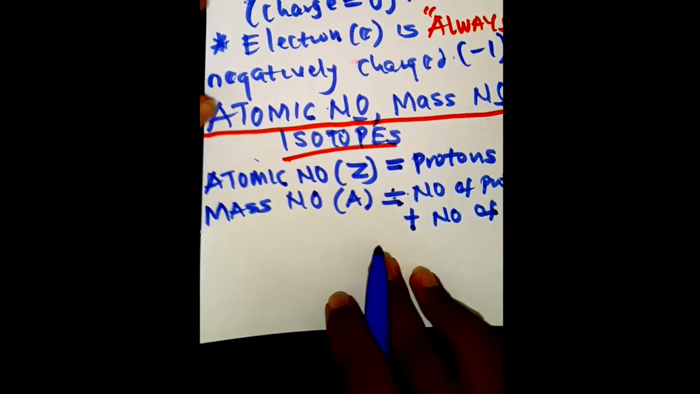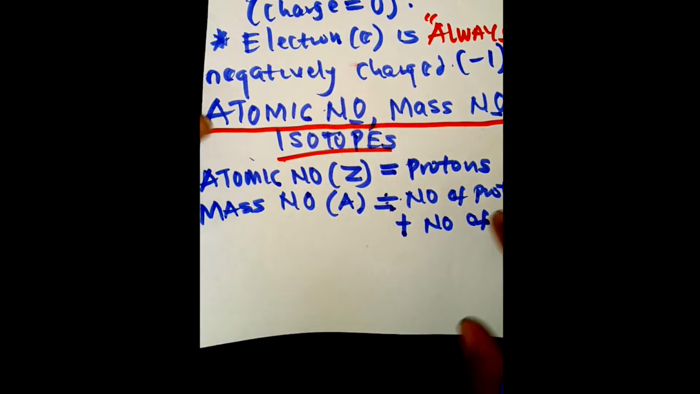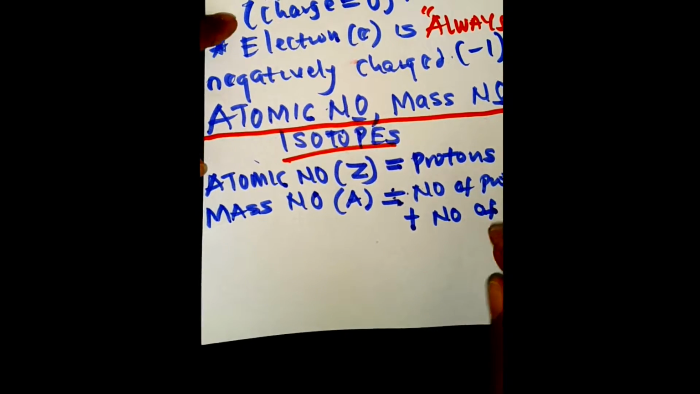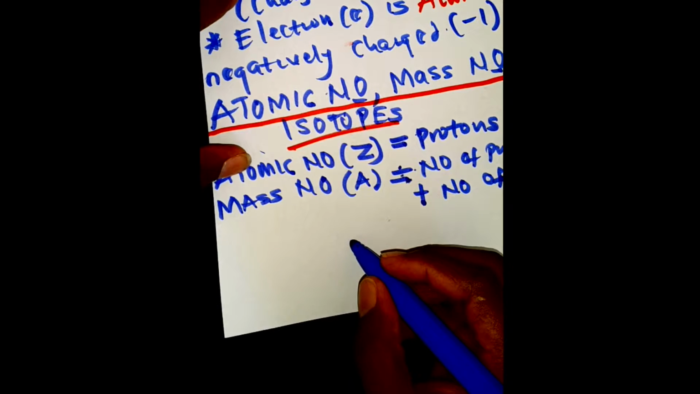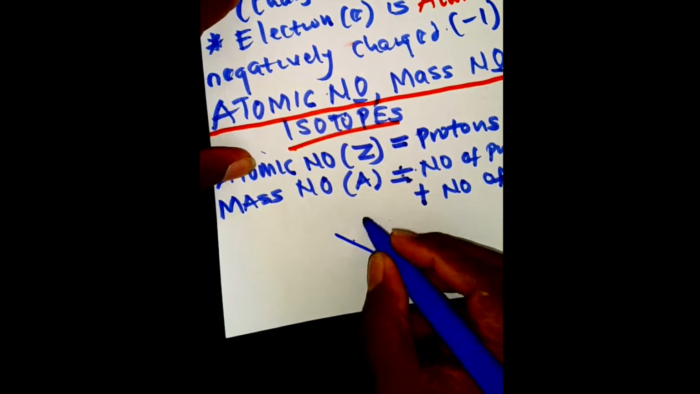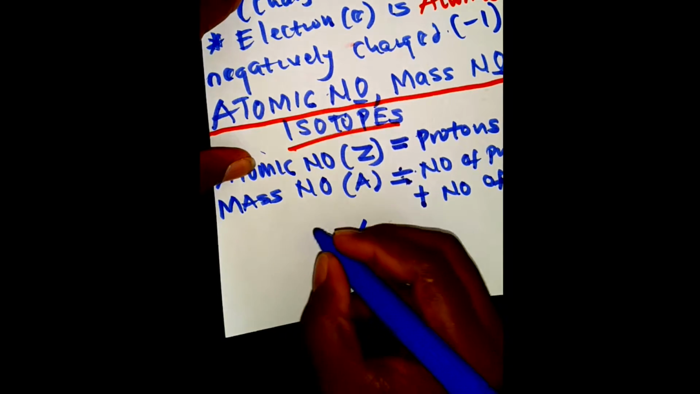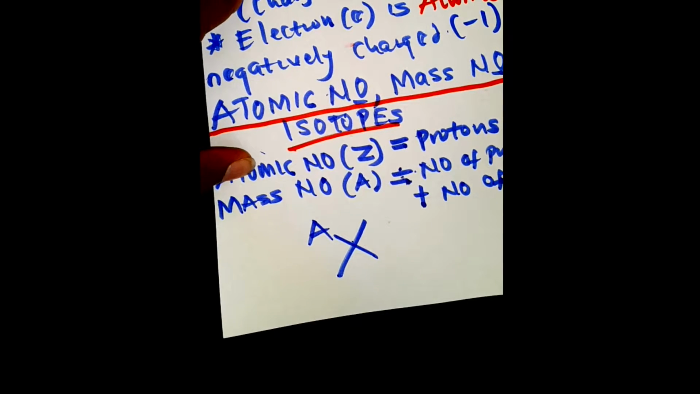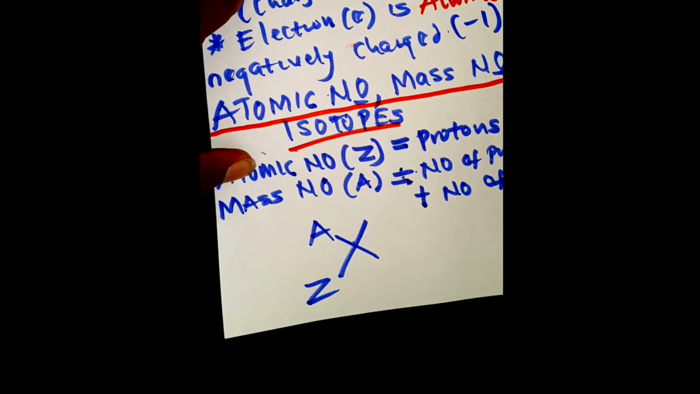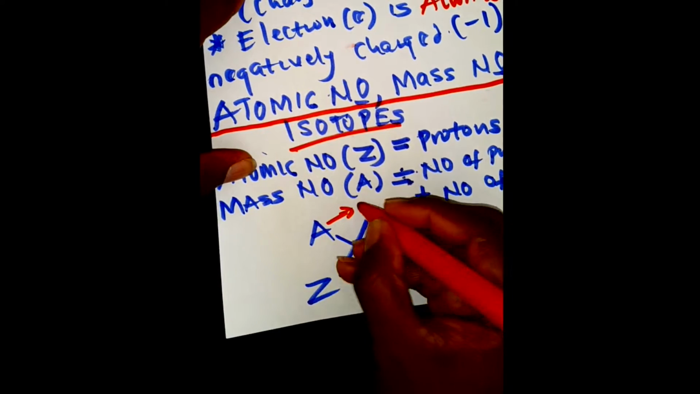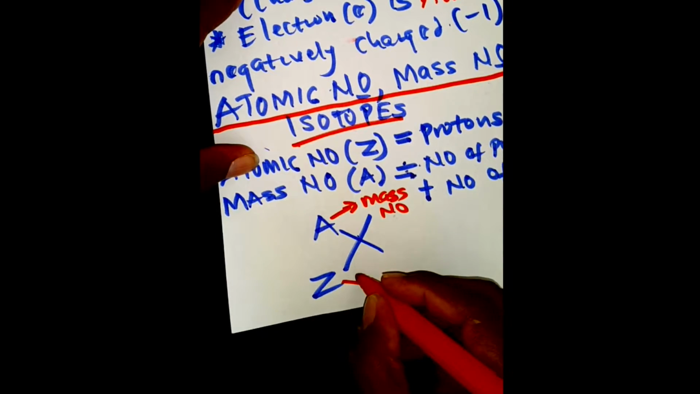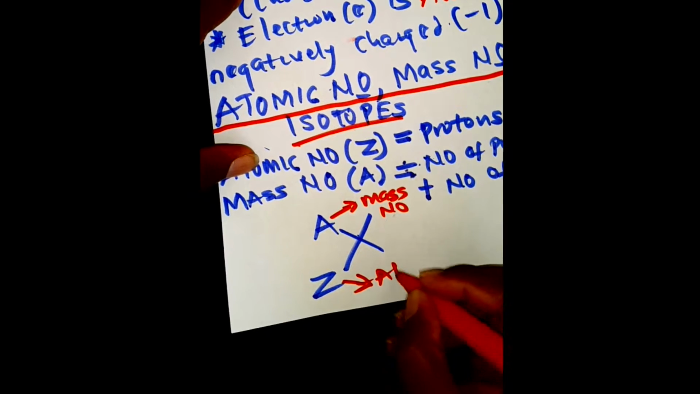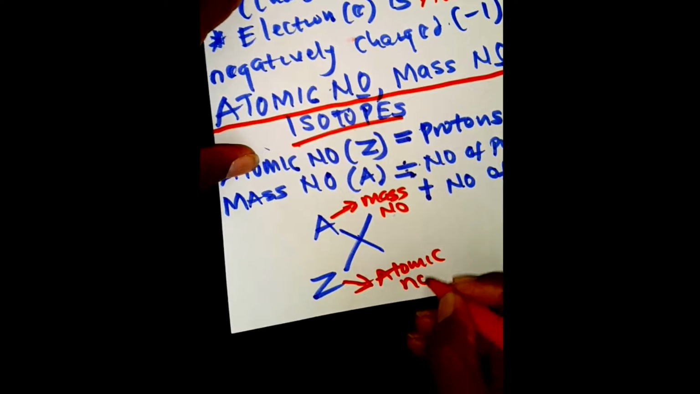Don't worry, I will still explain better. We still have so many examples regarding this. So now, let's assume that we have a variable X, and this is our A, which is the mass number, and this is our Z, which is the atomic number. This one is the mass number. This is the atomic number.